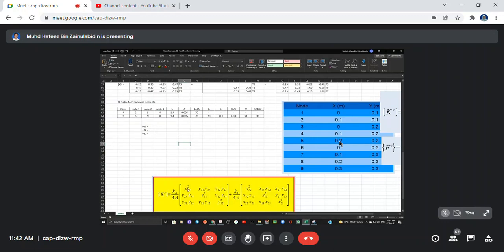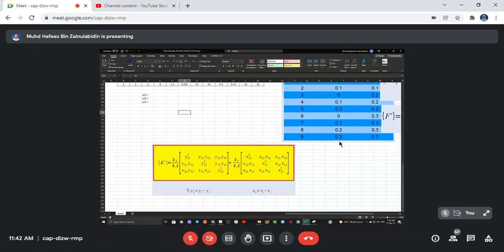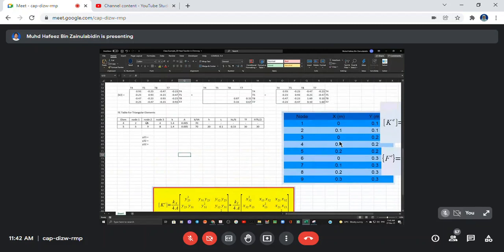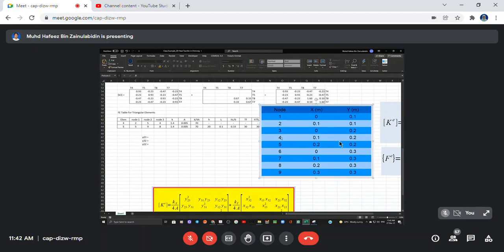Okay, y node 2, y node 3. That means y node 2 minus y node 3. Node 2 for element 4 is 5. Node 3 for element 4 is 4. That means y4 minus y5 actually. Y coordinate of node 5, 0.2, minus y coordinate of node 4, 0.2 as well. 0.2 minus 0.2 equals 0.